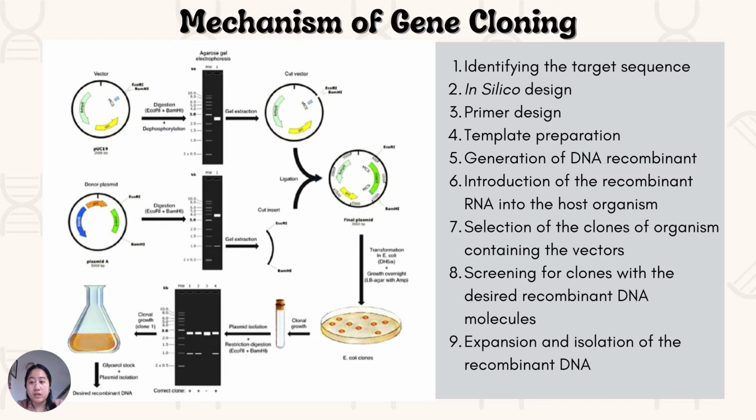The sixth step, introduction of the recombinant DNA into the host organism. There are two main ways of making E. coli, which is the most common host organism, competent for DNA uptake. The first way is chemical competence, and the second way is electroporation.